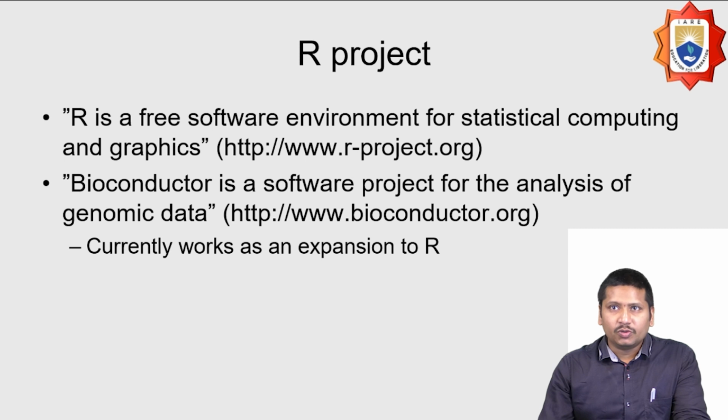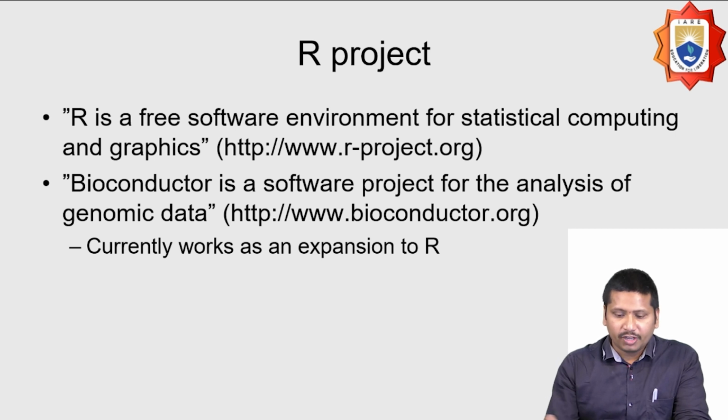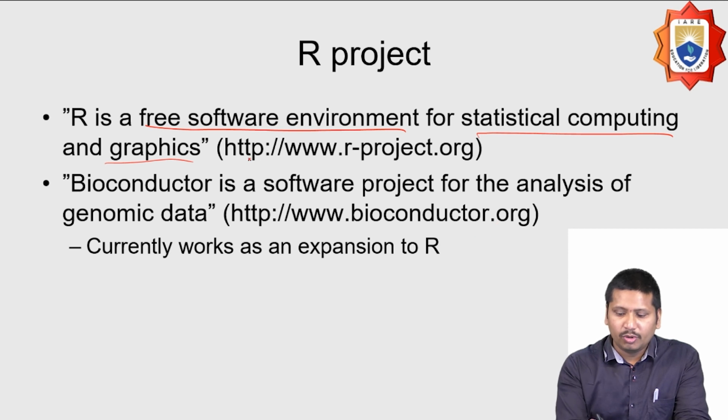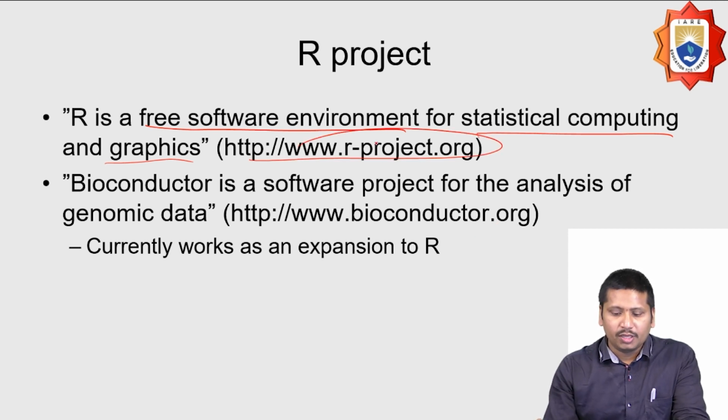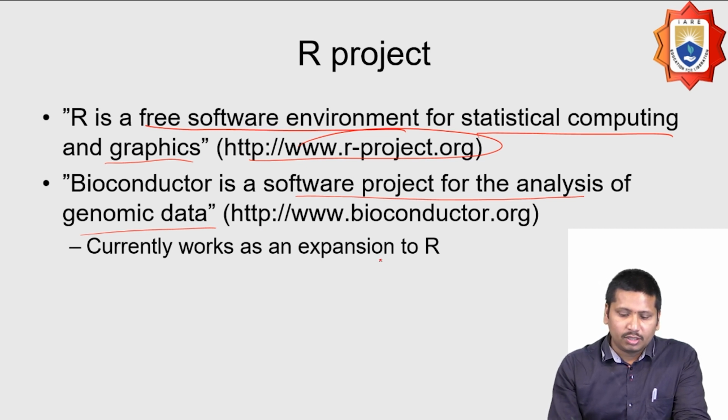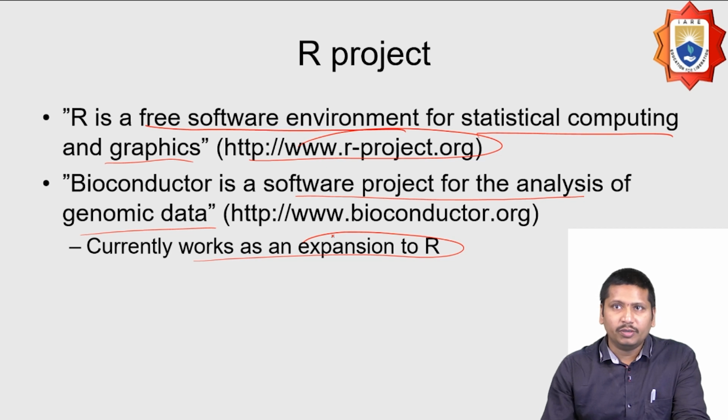When it comes to the first one, the R project: R is a free software environment for statistical computing and graphics, and Bioconductor is the software project for the analysis of genomic data, which currently works as an expansion to R. We can learn more at www.r-project.org.